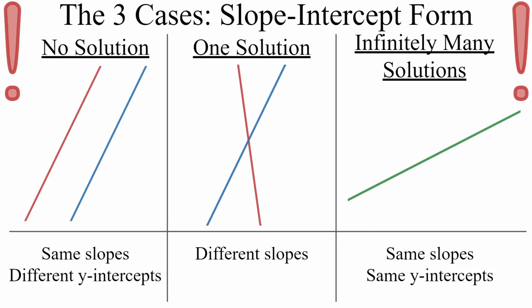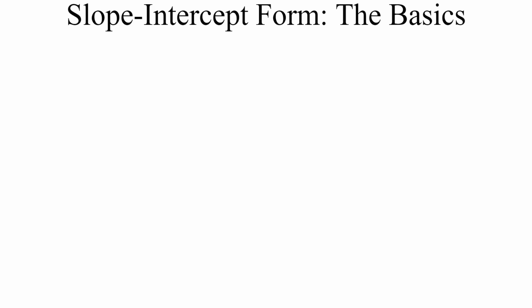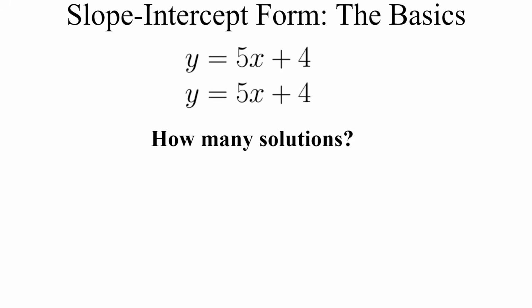Okay, let's do some examples now. So these aren't really problems. This is kind of meant to show you the ropes. So we want to know how many solutions this system has. So we're going to pick out the slopes. We see that the slopes are both 5, so that means they're equal.